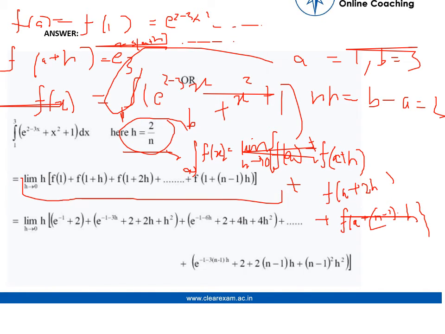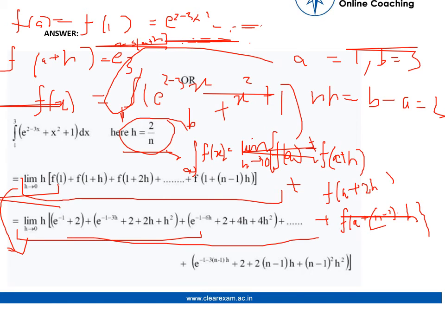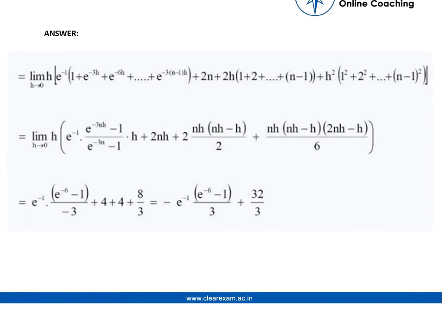it comes out to be limit of h tends to 0, f of 1 plus h plus f of 1 plus 2h. So when we further complete these values and find them, it becomes e inverse plus 2 plus e raised to minus 1 minus 3h plus 2 plus 2h plus h square, and so on. We've just taken these values and put them into these equations. So this is the equation that we are getting.